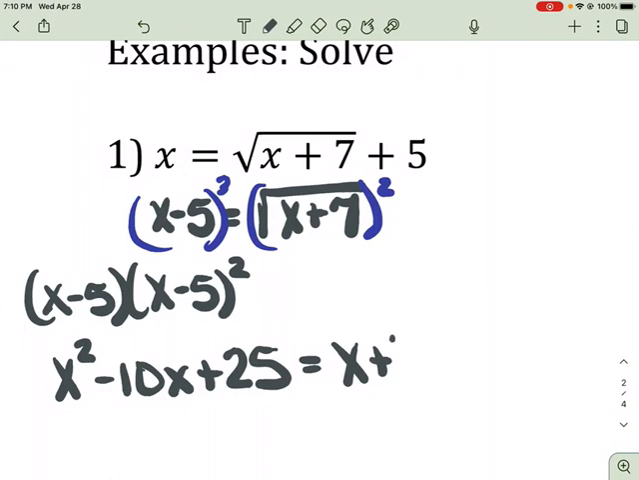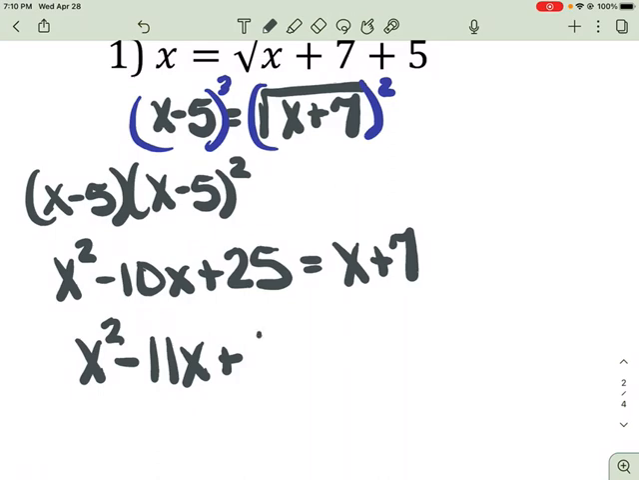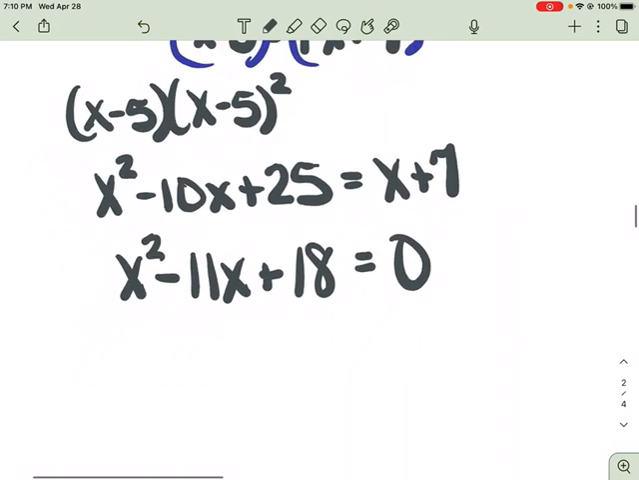And then on the other side, we get x plus 7. And since we have a quadratic, we do have to set it equal to 0. So I'm going to subtract the x. That's going to make this a negative 11. I'm going to subtract the 7. And that's going to make this 18 equal to 0. So I now need factors of 18. Yeah, we're going to have to factor.